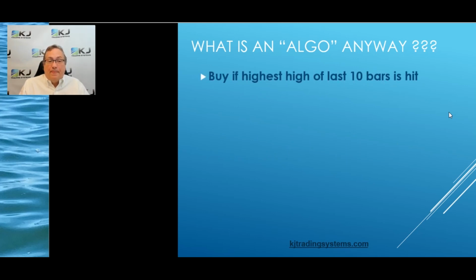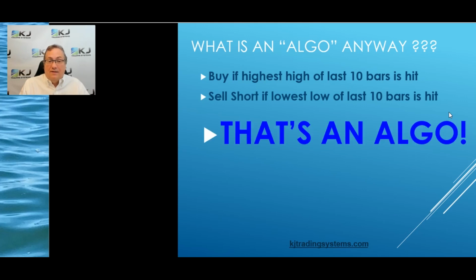Here's an example. You buy if the highest high of the last 10 bars is hit, and you sell short if the lowest low of the last 10 bars is hit. That's an algo. That is a complete trading strategy by itself. Now, I'm not going to tell you it works well or not, because you'd have to test it. But it's something that controls when you get in and when you get out of the market. That's all an algo is.